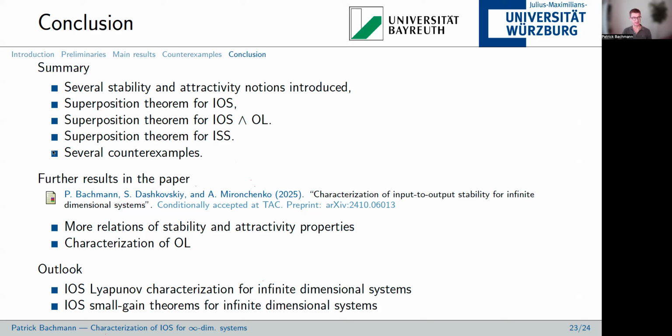As I said, I warmly recommend you to have a look in the paper here, where we also have more relations between other stability and attractivity properties, and we also characterized the output-Lagrange property. As an outlook, our next research topics are iOS Lyapunov characterizations, which are also based on these results here. And we also want to introduce small gain theorems for infinite dimensional systems.